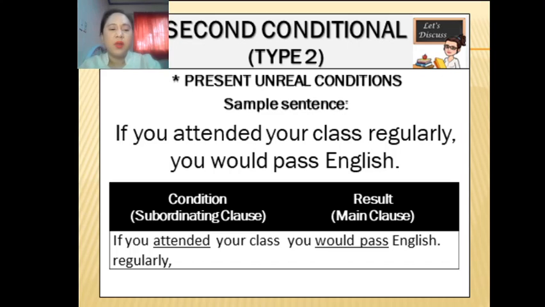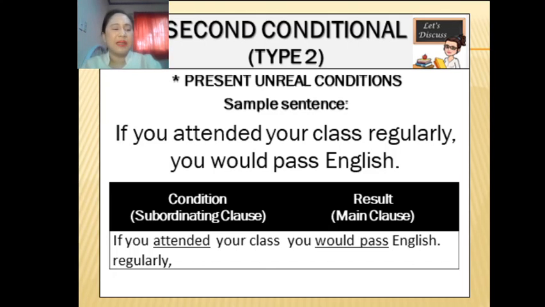In type 2 conditionals, the subordinating clause uses the simple past. Example, "if you attended." While the main clause uses would, which is the past tense of will, and the base form of the verb.